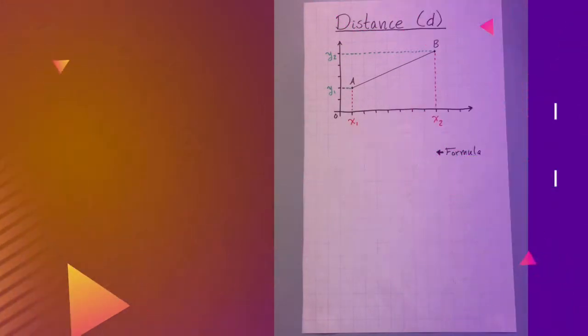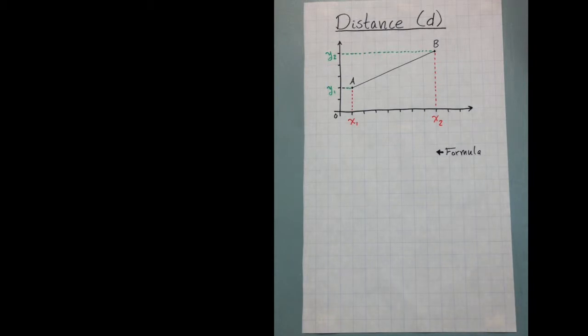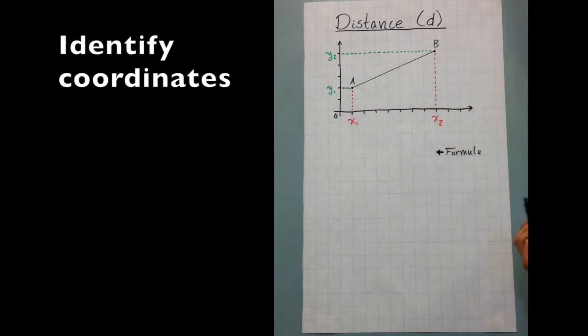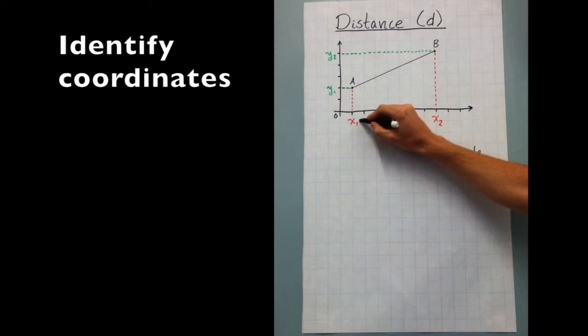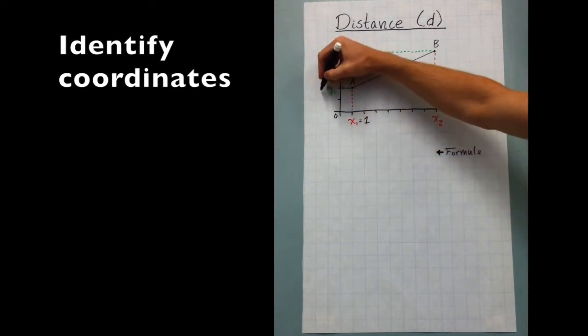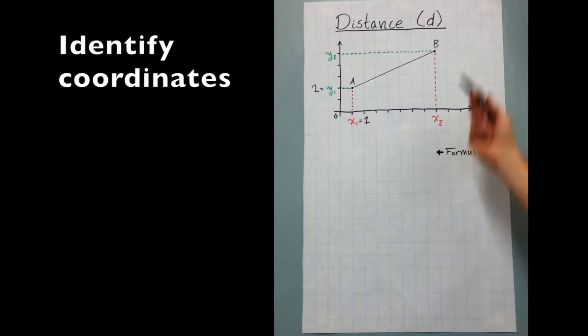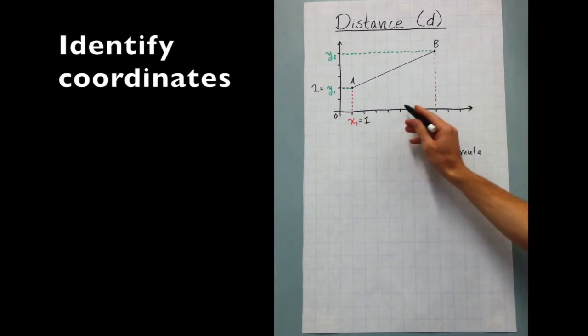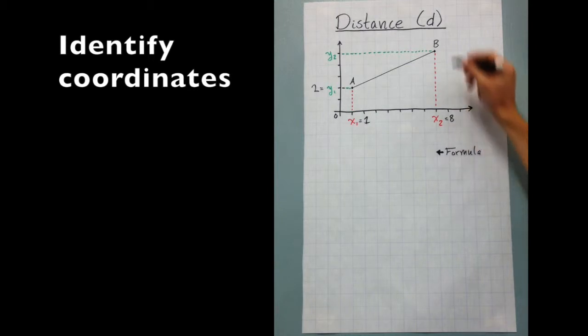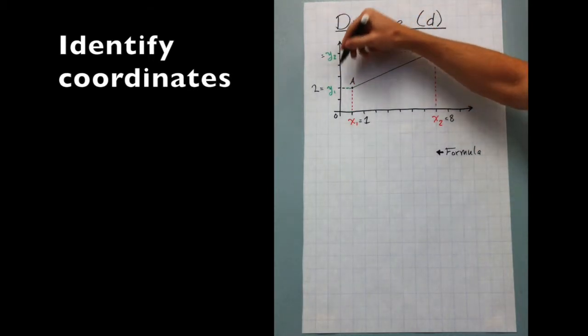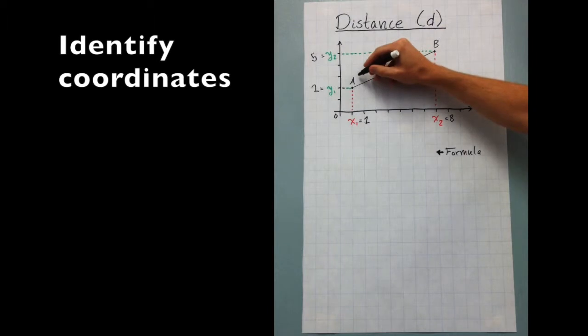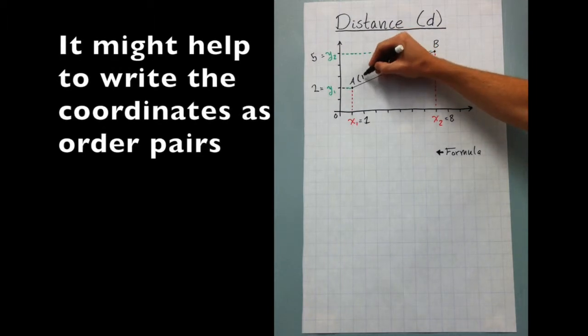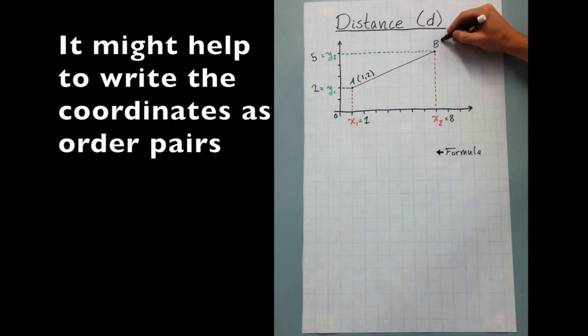What if you want to find the distance between 2 points on a coordinate plane? In this case, we have A and B. Well, first of all, you need to figure out what coordinates pertain to A and pertain to B. So the coordinates of A are 1 and 2. The coordinates of B are 8 and 5. If we wanted, we could go ahead and write these out as (1, 2) and (8, 5).